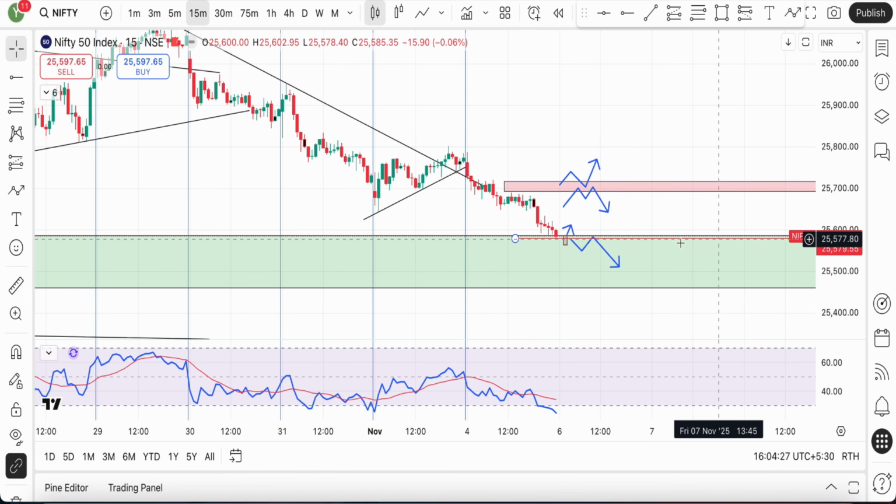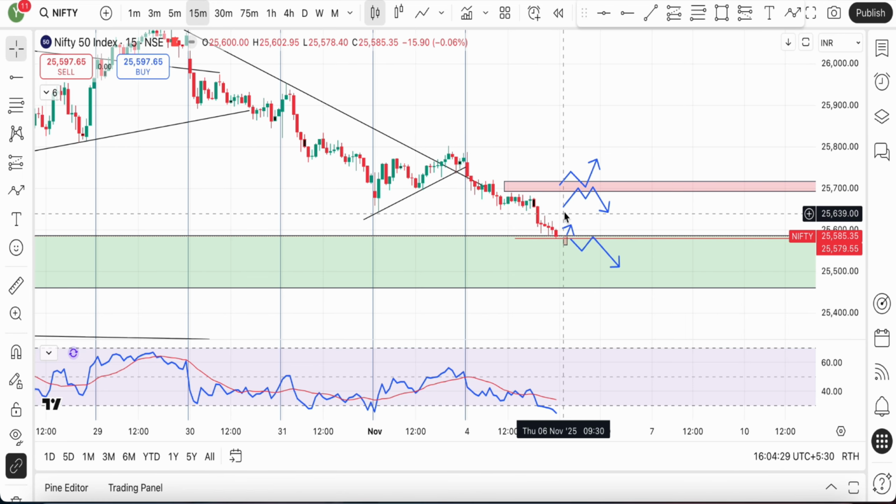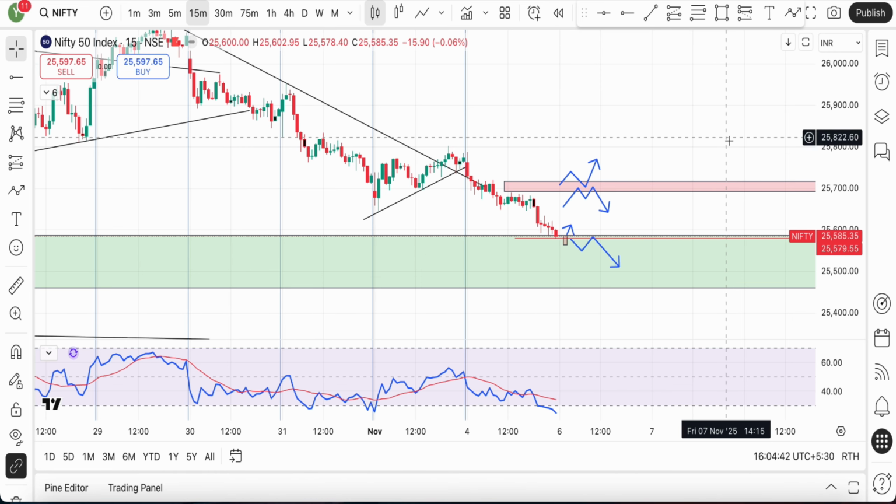In between this zone, I will not be taking any trade apart from the short trade around here or the long scalp around here in case the trap scenario appears. Apart from that, I'll not be looking at anything else, and we'll be keeping the trading extremely simple.